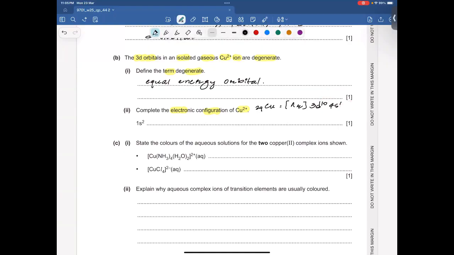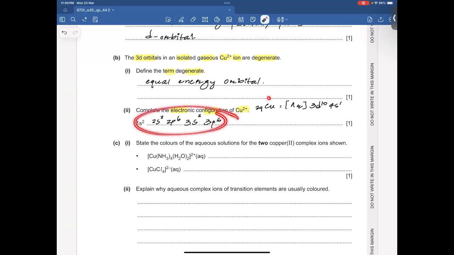So the configuration is going to be like this: 1s2, 2s2, 2p6, 3s2, and then 3p6. So these are the 18 electrons, and these 18 electrons show argon. Okay. Now we have 3d9 and 4s0. All right. So that's the electronic configuration of copper-2 ions.